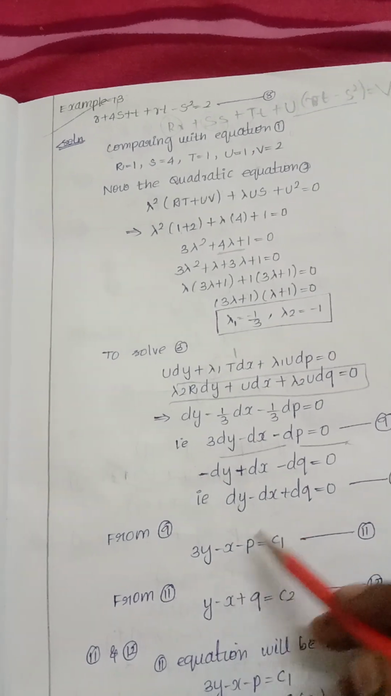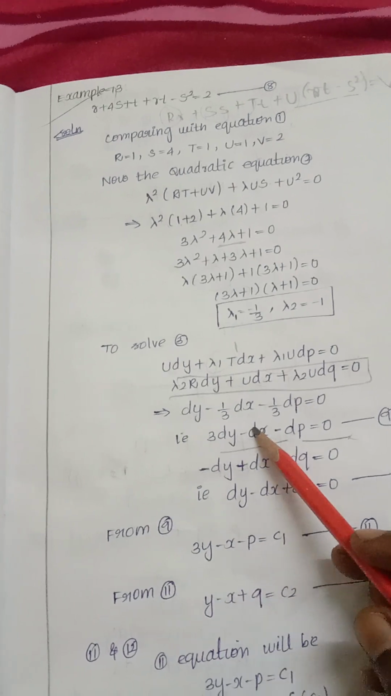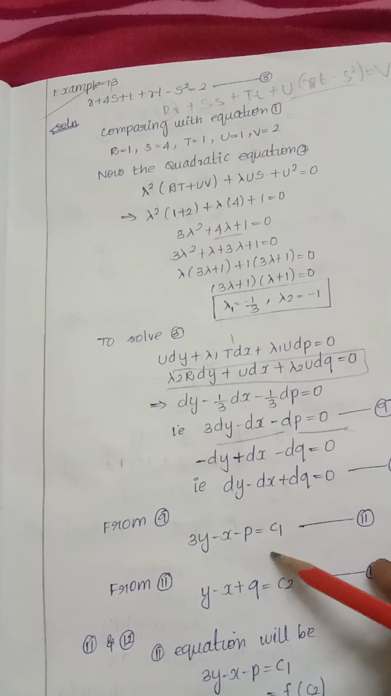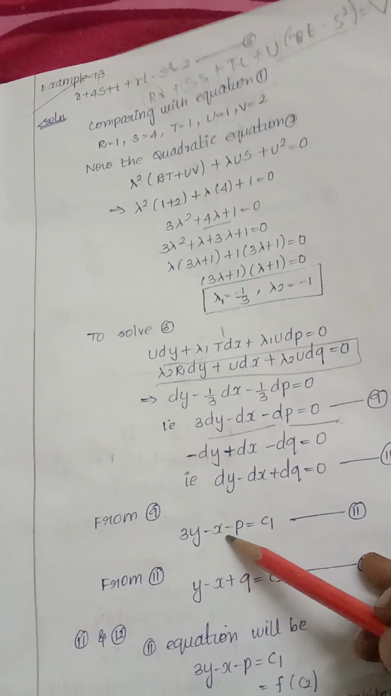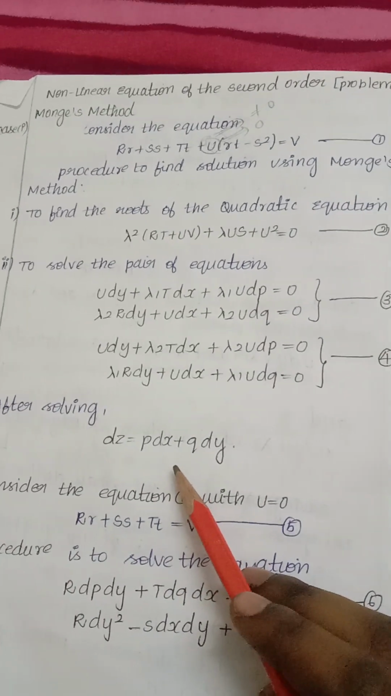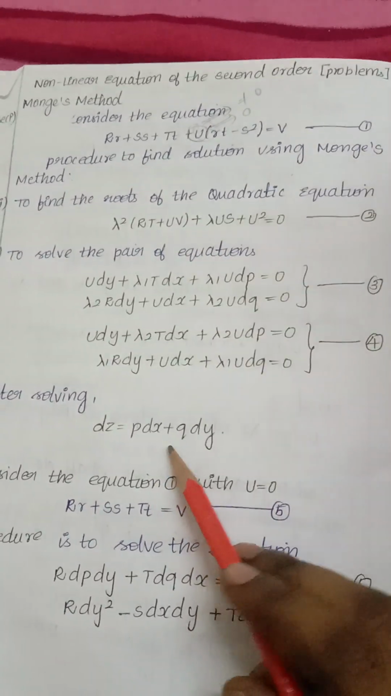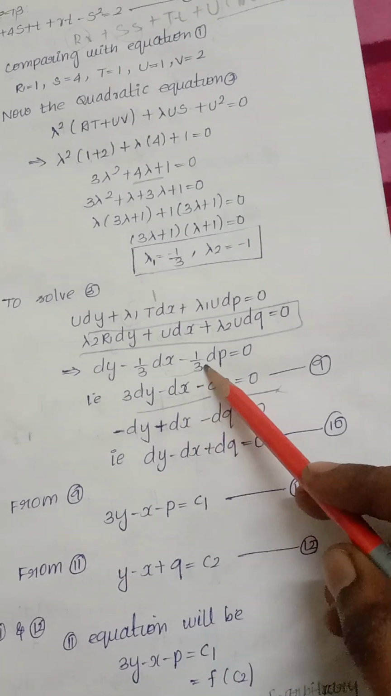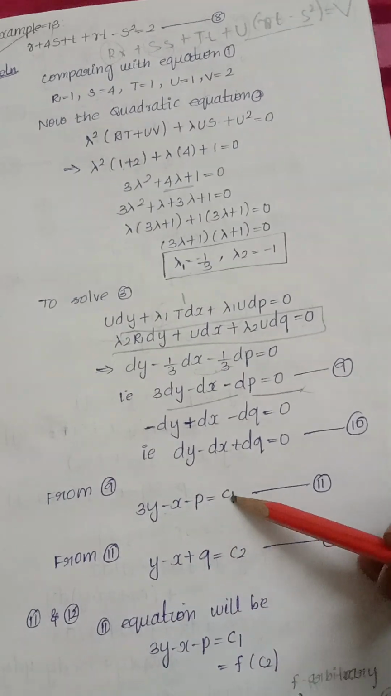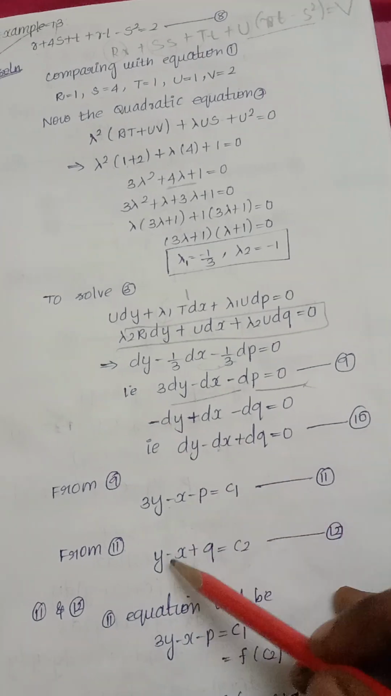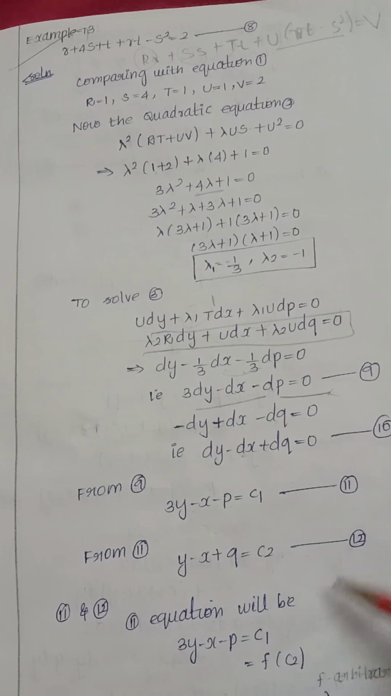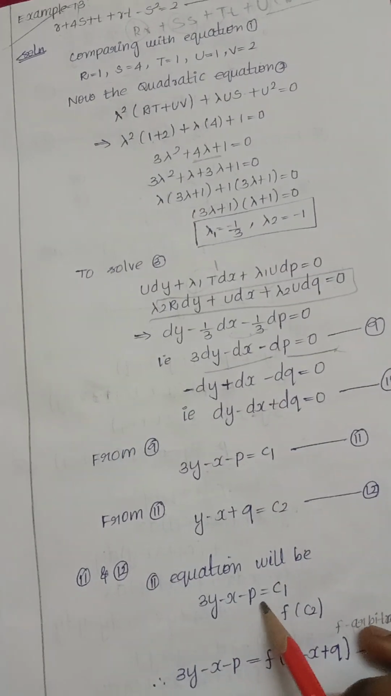From 9 we get, if we integrate, 3y minus x minus p equal to c1, because while we are integrating, we have to find the p value and q value. For that we have to substitute in this equation. So for that only we are integrating the terms. If we integrate, we get the p values. So 3y minus x minus p equal to c1, and if we integrate, this means y minus x plus q equal to c2. So the 11th equation will become 3y minus x minus p equal to c1.